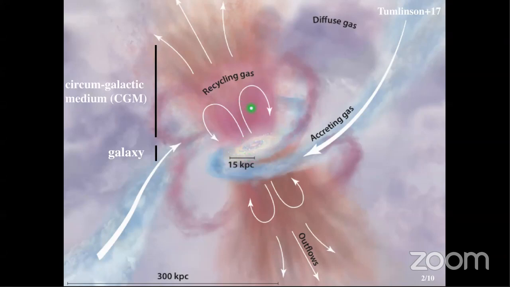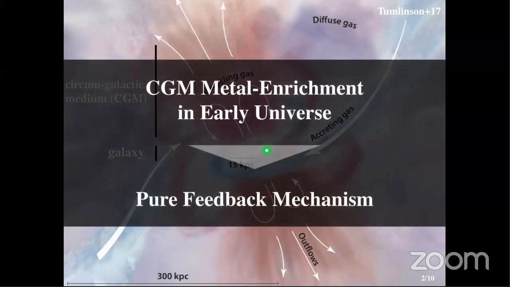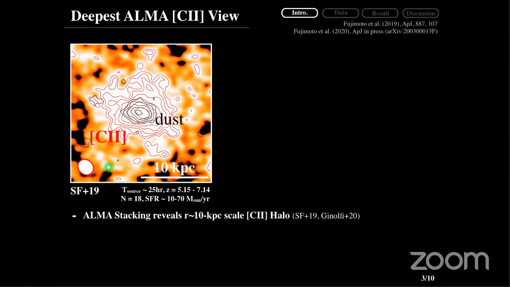However, if this system is too old and has experienced many cycles already, it's hard to distinguish how each mechanism contributes to this metal enrichment. So investigating the CGM metal enrichment in the early universe is one of the key probes to understand the feedback mechanism regulating galaxy formation and evolution. So recent ALMA stacking studies are capturing such earliest environmental pollution in the universe.